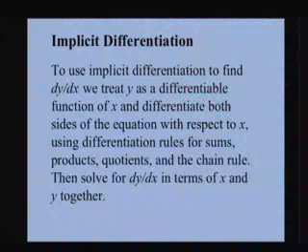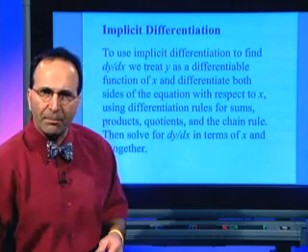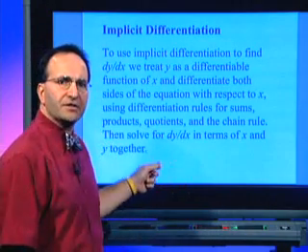Implicit differentiation. To use implicit differentiation to find dy/dx, we treat y as a differentiable function of x and differentiate both sides of the equation with respect to x, using differentiation rules for sums, products, quotients, and the chain rule. Then we solve for dy/dx in terms of x and y together. Let's look at an example of implicit differentiation.